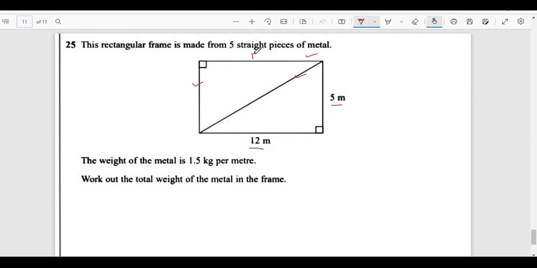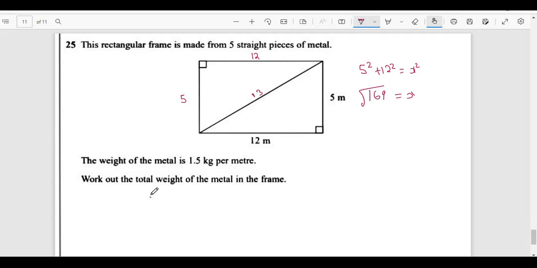This side would also be 12. This would be 5 because it is a rectangle. And for the center one, it is making a right angle triangle. So by using Pythagoras theorem, I can find this length. So 5 square plus 12 square would be equal to x square. 169 under the root equals x, and that would give me 13. So I have all the 5 sides.